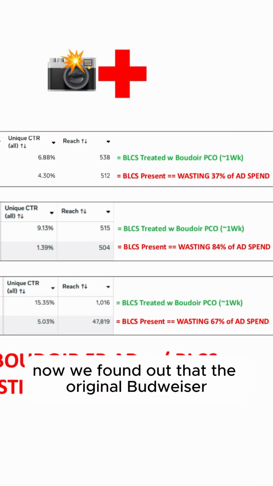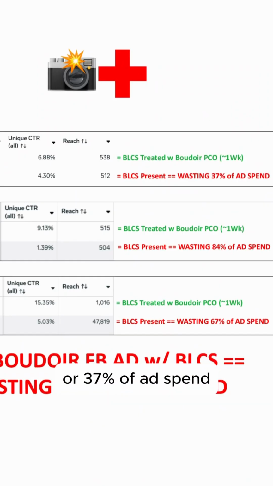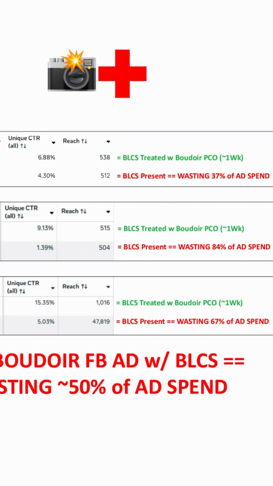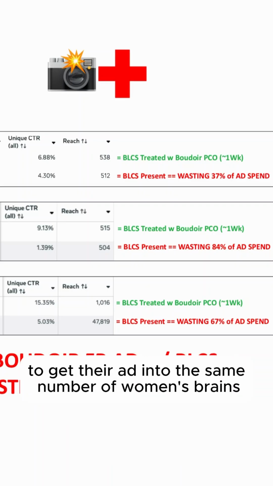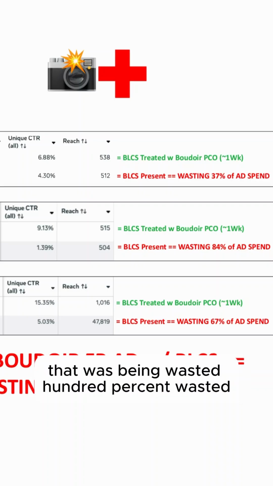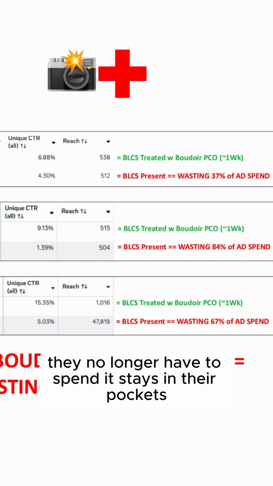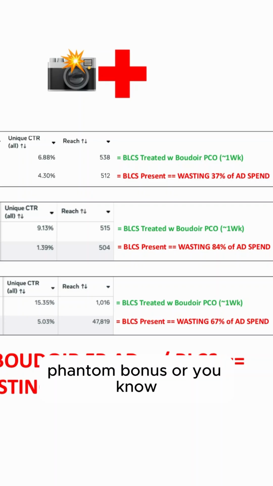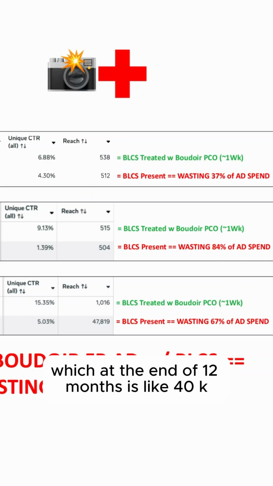Now we found out that the original Boudoir Facebook ad was wasting 37% of ad spend. So if they're spending 10 grand a month on the original Boudoir Facebook ad, now they only need to spend 6,300 bucks a month on the Boudoir Pico treated ad to get their ad into the same number of women's brains. So that 3,700 bucks a month that was being wasted, 100% wasted, they no longer have to spend, it stays in their pocket. It's kind of like a 3,700 buck a month phantom bonus where they don't have to do anything, which at the end of 12 months is like 40K.